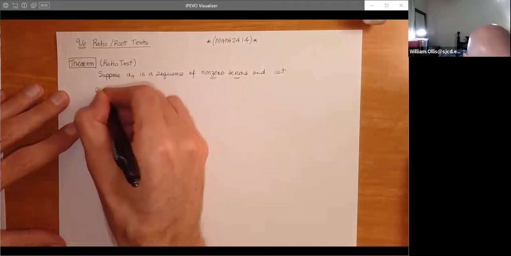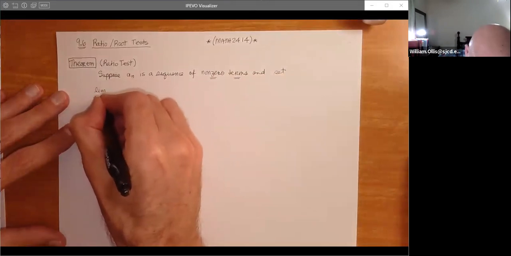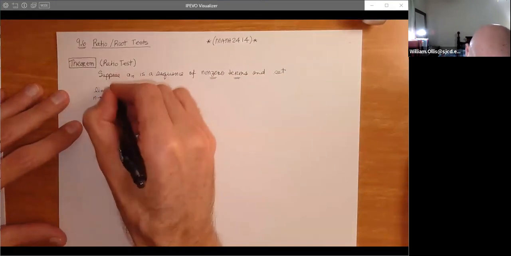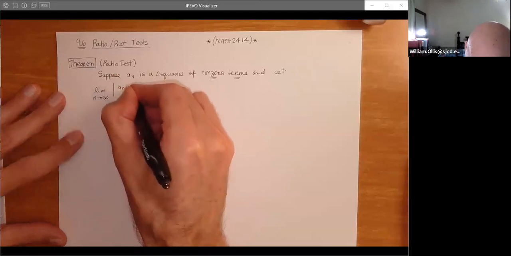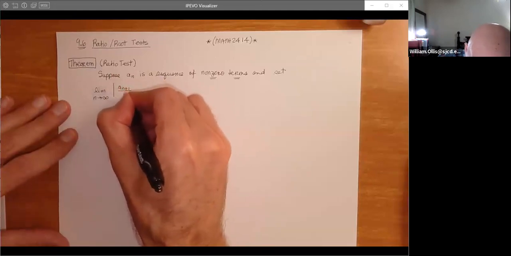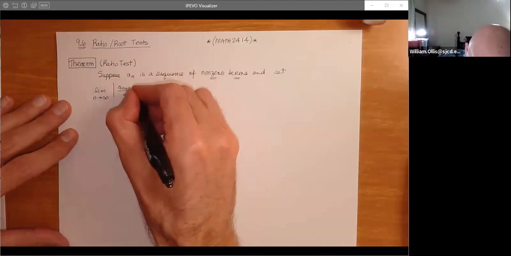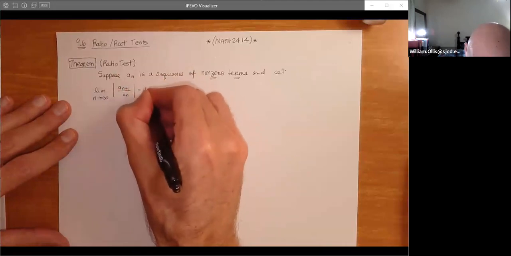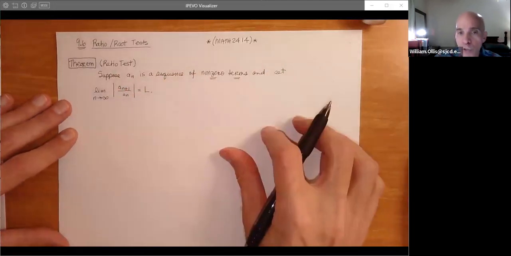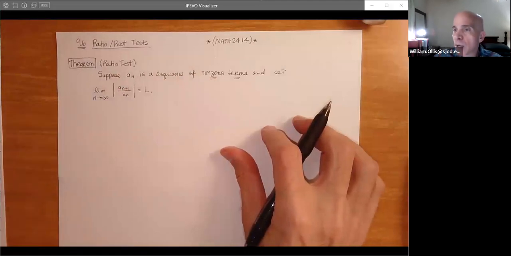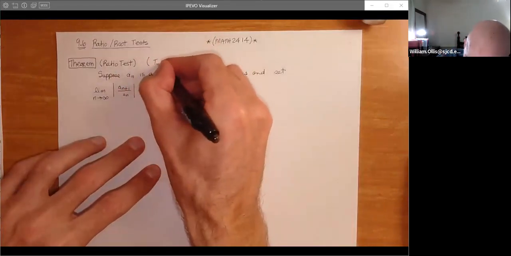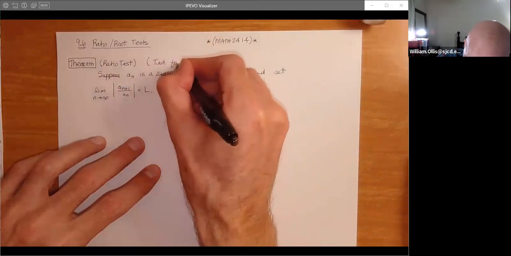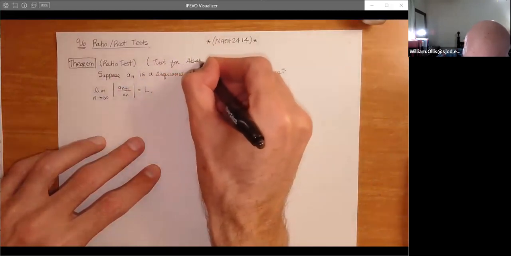Now, one thing we're going to notice about this particular series test is that it is a test for absolute convergence because of the absolute value that we're using here. So we remember that absolute convergence implies conditional convergence. That is, this is a very powerful test. So I'll just say test for absolute convergence.